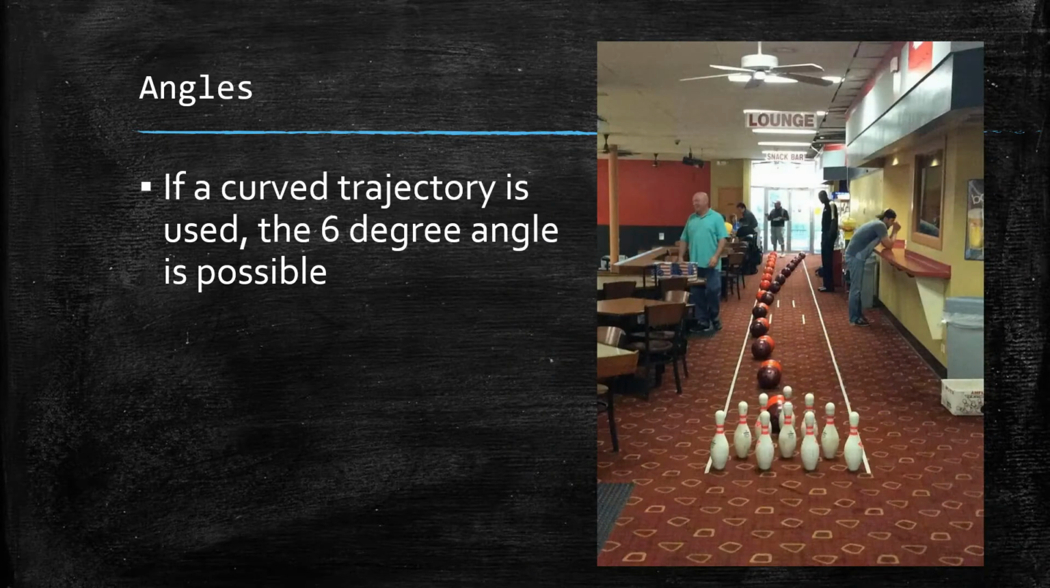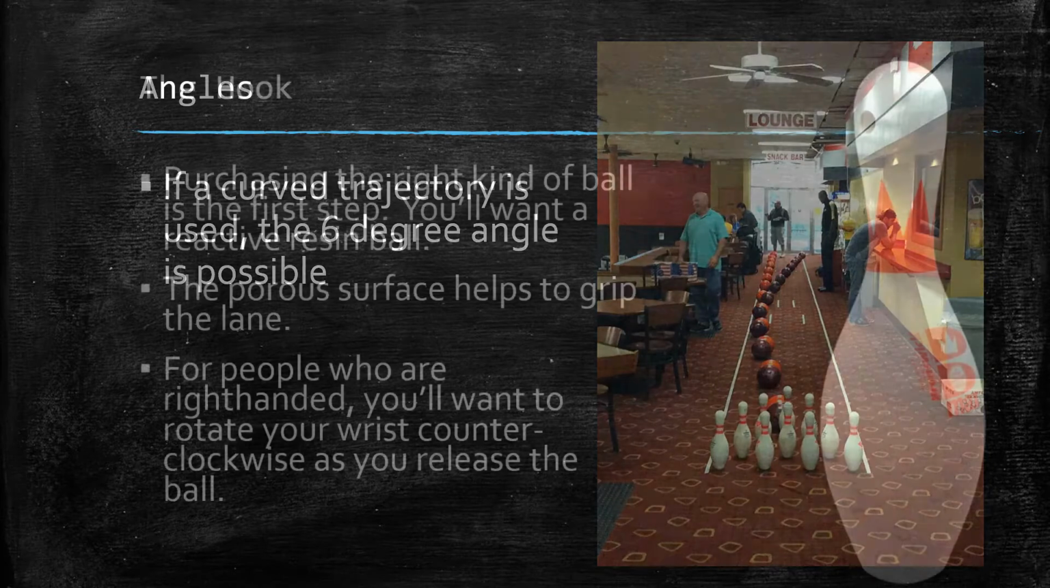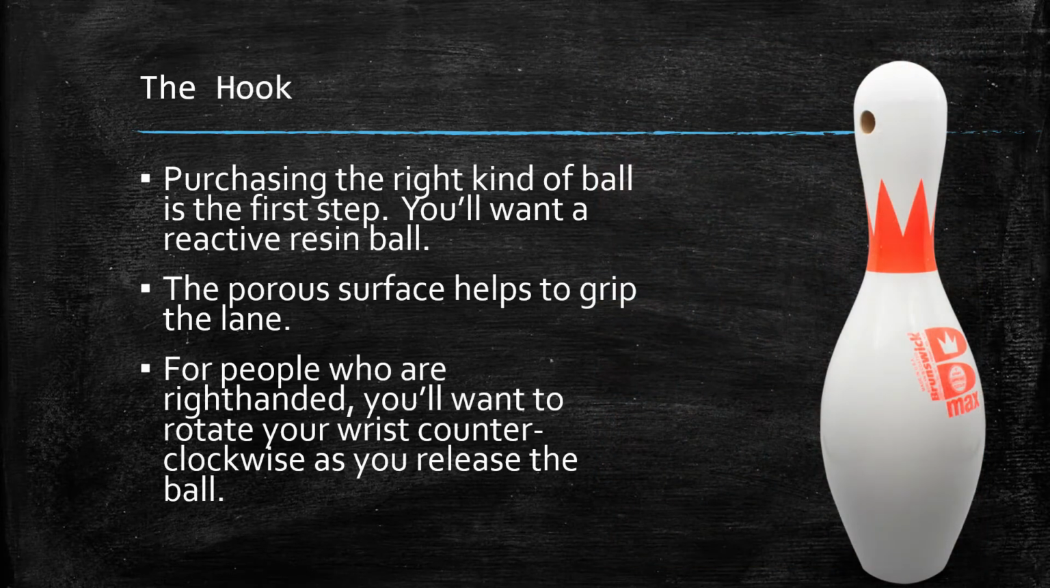So how do we fix that? Well, what we can do is curve the ball. If a curved trajectory is used, the 6-degree angle is possible. And you can see in this picture how the ball is curving from the beginning of the lane to where it hits the pins. You can see that curve. That curve is called the hook.